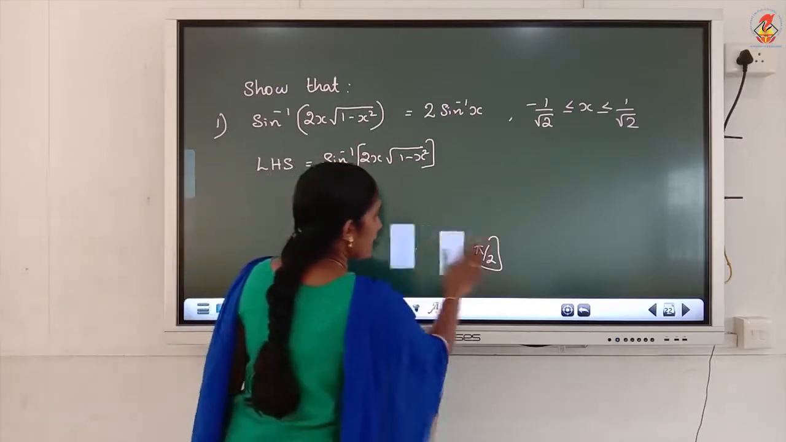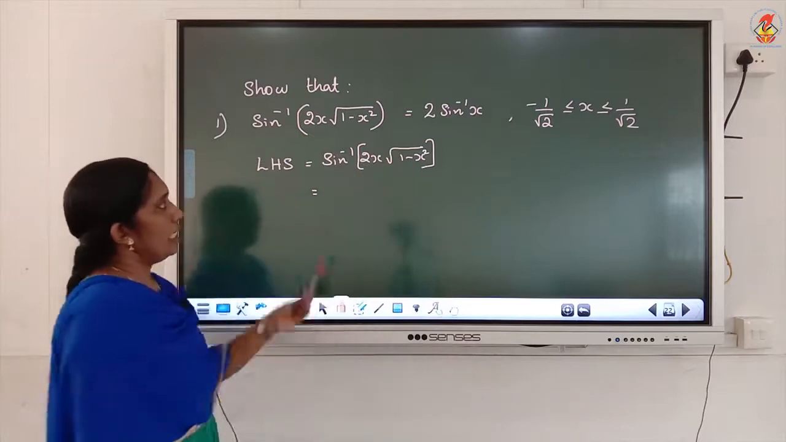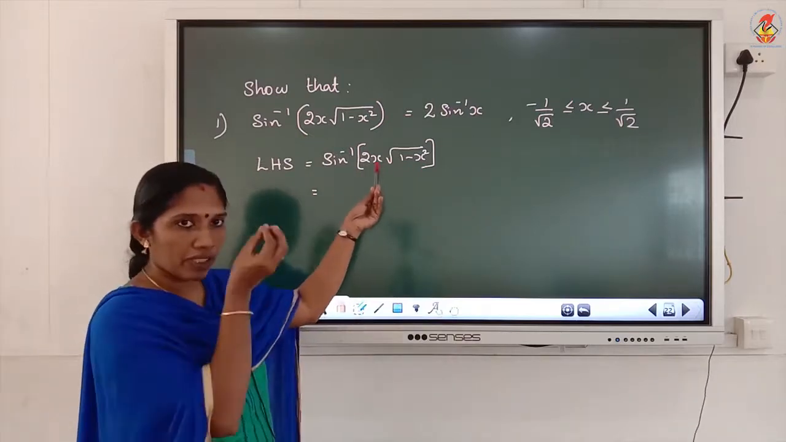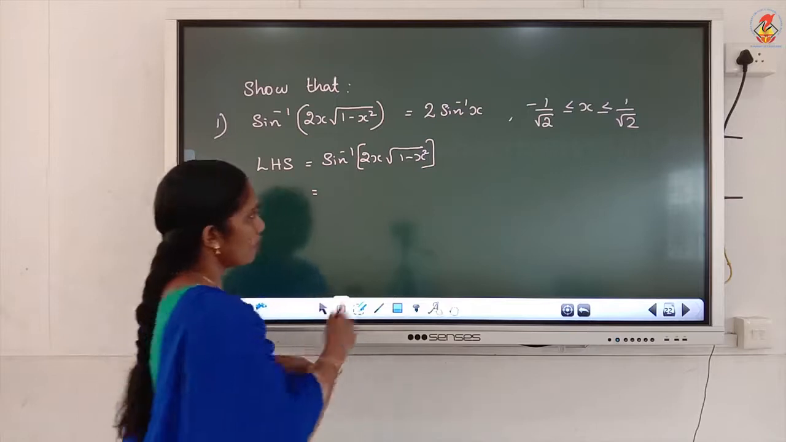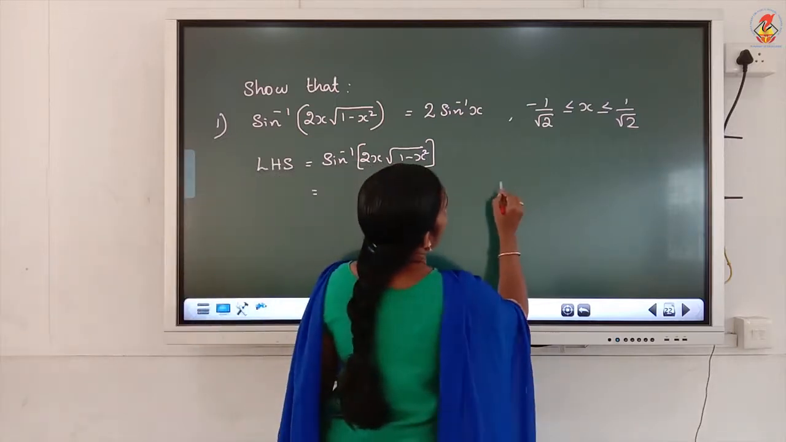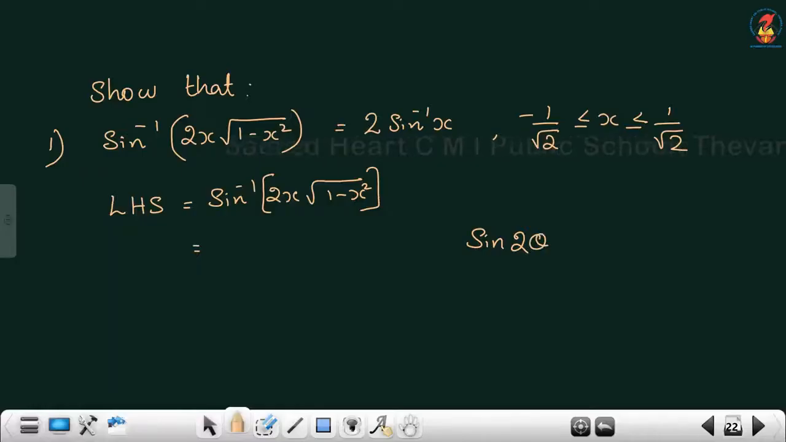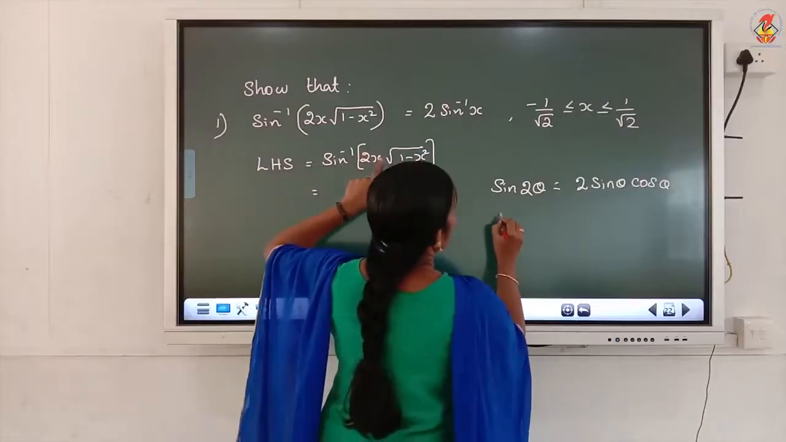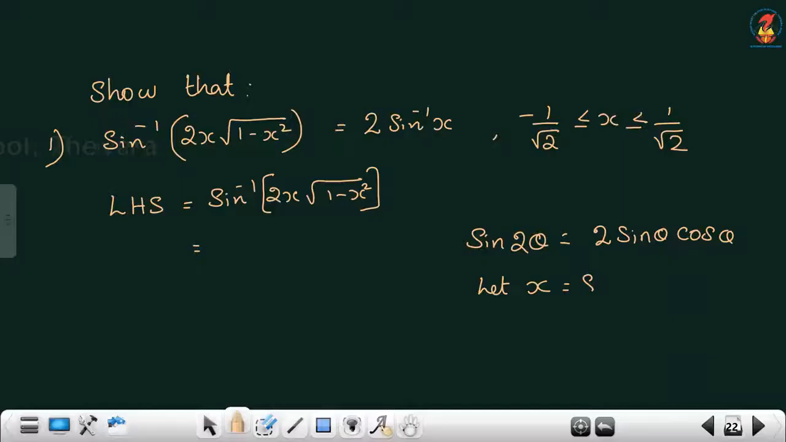So is there any relation? If we put any substitution, can we convert this to a function in terms of sine? We have this result, sine 2 theta. What is sine 2 theta? 2 sine theta cos theta. Here we have 2. So we let x as sine theta. We substitute x as sine theta.